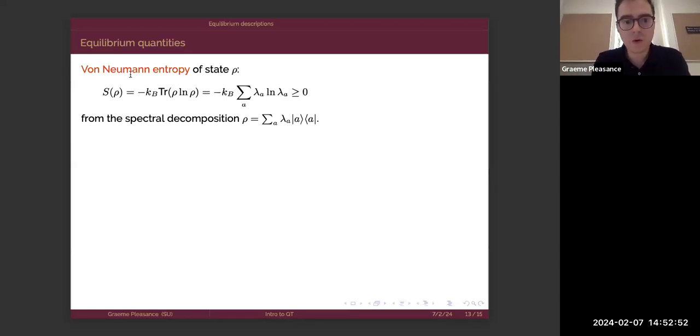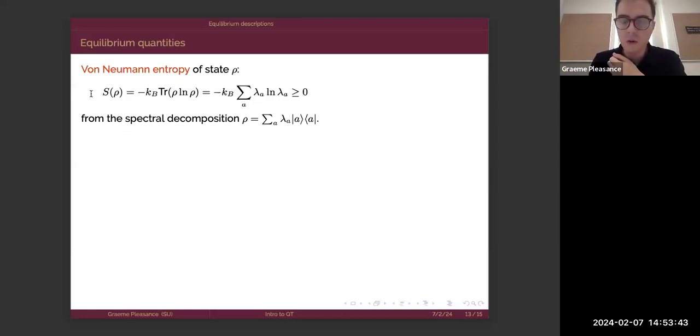An important quantity is the so-called von Neumann entropy of a state. The way that we can define the von Neumann entropy of a density matrix is in the following way, where this constant k_B is the so-called Boltzmann constant. Using this definition, because the density matrix is a self-adjoint operator, it admits a spectral decomposition. We can show that this form can be equivalently represented in this way, where these lambda_a are the eigenvalues of our density matrix. Because the density matrix is positive, these eigenvalues are non-negative. So you can see that this object is well-defined, and it's also non-negative.